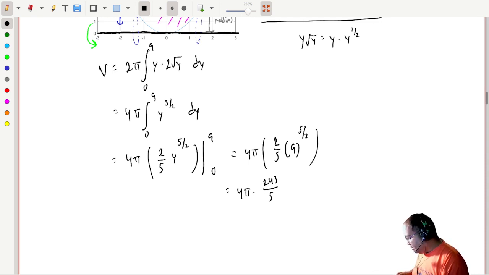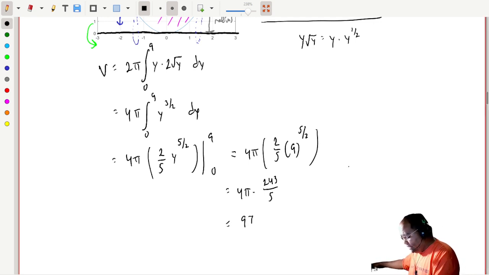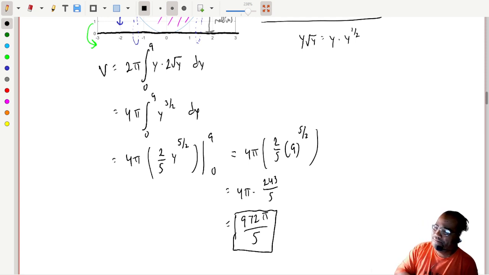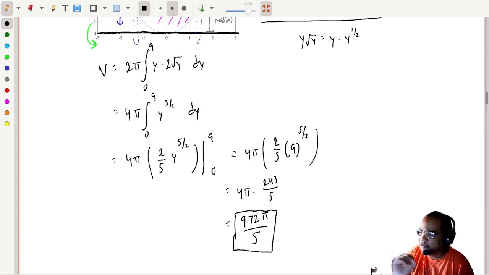And I don't think that simplifies. I was checking whether I can cancel any common factors. So we'll just write that in a final form: 972 pi over 5 after we multiply everything out. That's your volume. Don't let the numbers scare you. Notice that here it's just a power rule. We can cast this for different kinds of functions. We'll soon learn for our other integration techniques that you can still do the same exact thing.